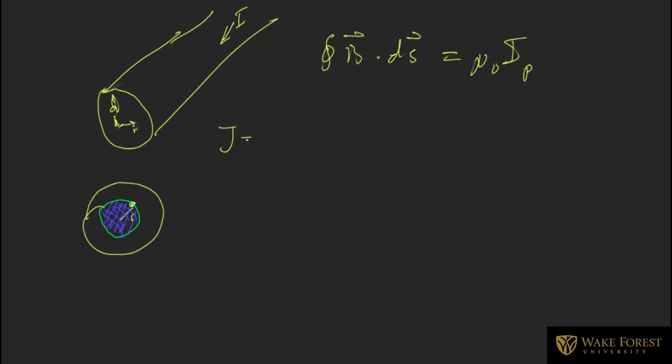Well, the current density is just the current per unit area. We'll assume uniform current density throughout the wire. That's a reasonable assumption. And so the area of the wire is pi a squared, where a is the radius. And so the current that's piercing that blue surface, the surface bounded by my green Ampere's law path, is just equal to the current density times the area of that radius r circle. And so that J is I over pi a squared.